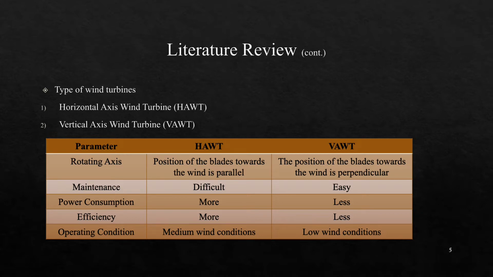Maintenance is quite difficult in the horizontal axis wind turbine, while easy in the vertical axis wind turbine. Power consumption and efficiency are more in a horizontal axis wind turbine, and the vertical axis wind turbine has less power consumption as well as efficiency. Operating conditions for the horizontal axis wind turbine are medium wind conditions, and for the vertical it's low wind conditions.